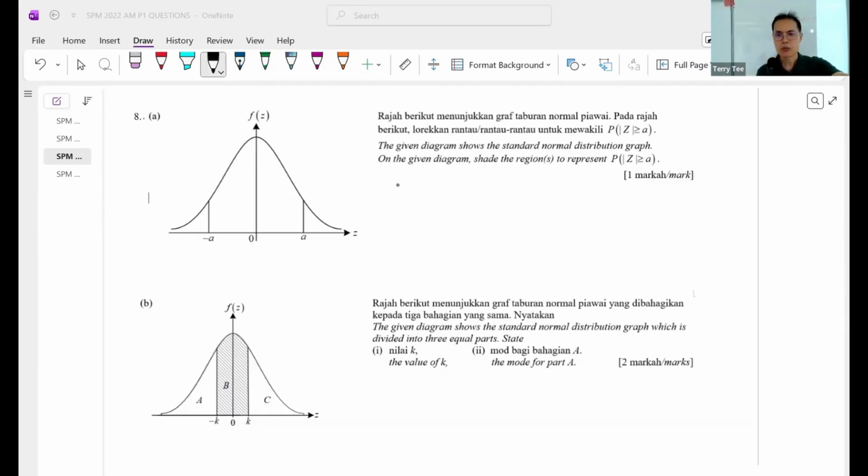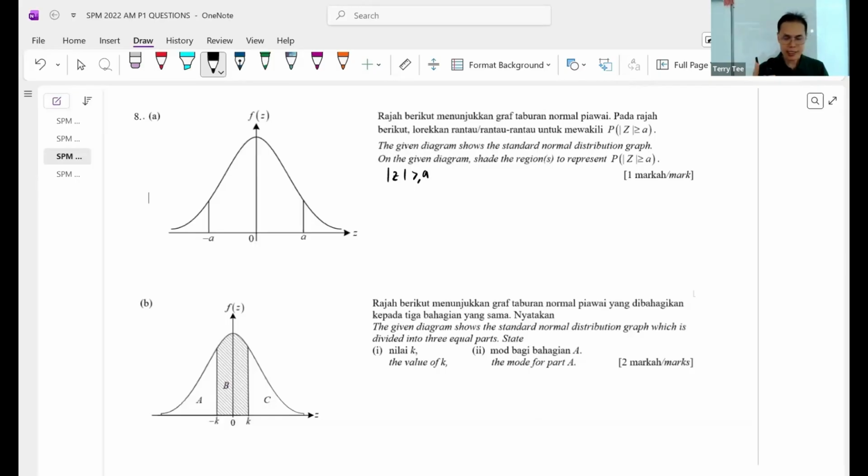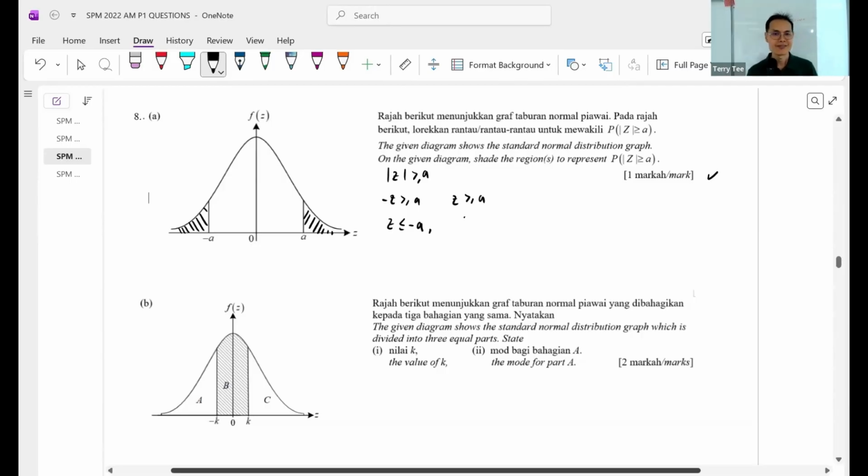They say modulus. When you open up the modulus, let me explain this part. Whenever you open up a modulus, there are two answers, plus and minus. The first one is negative, the second one is positive. When you transfer the negative over, the symbol has to change. The second one, no need to change. So where is z less than or equal to negative A? This part. Where is z greater than or equal to A? This part. Is this easy or what for 1 mark?